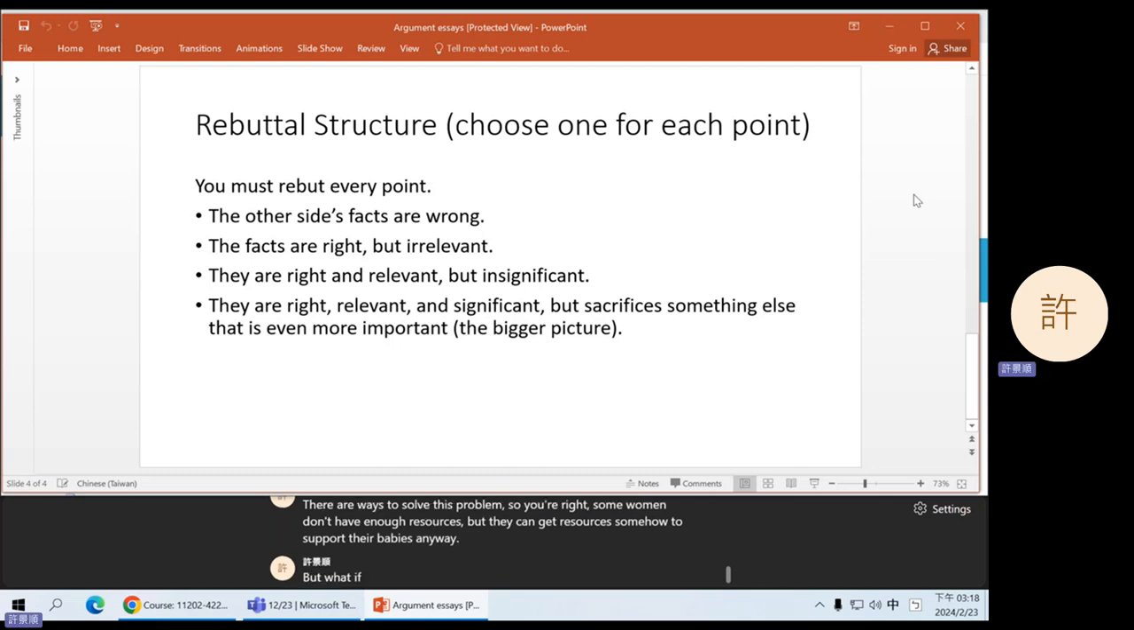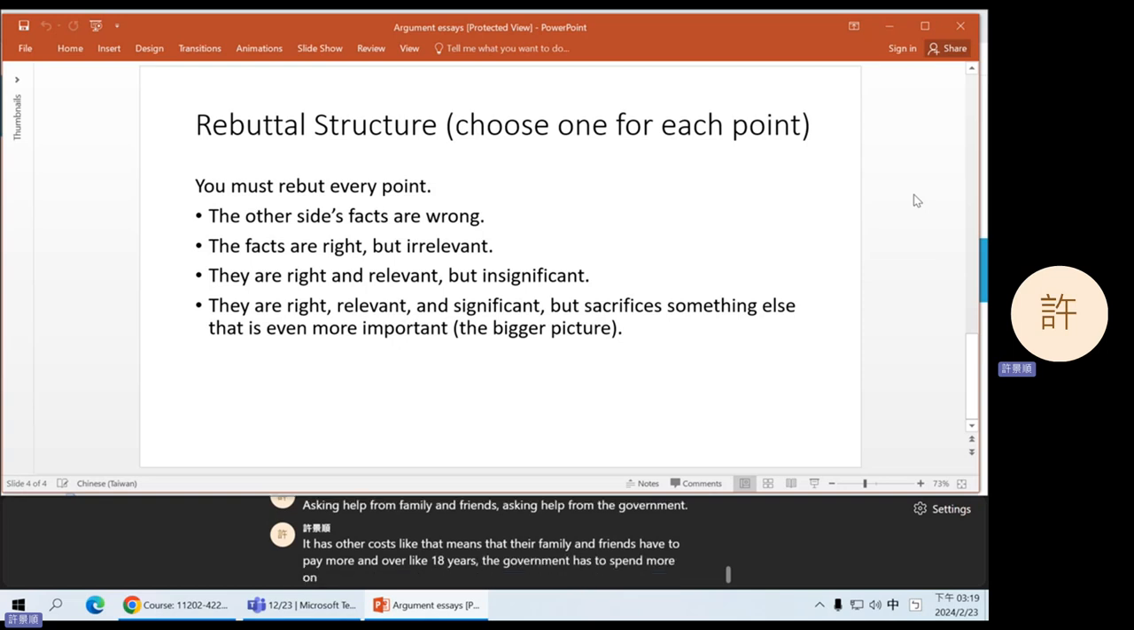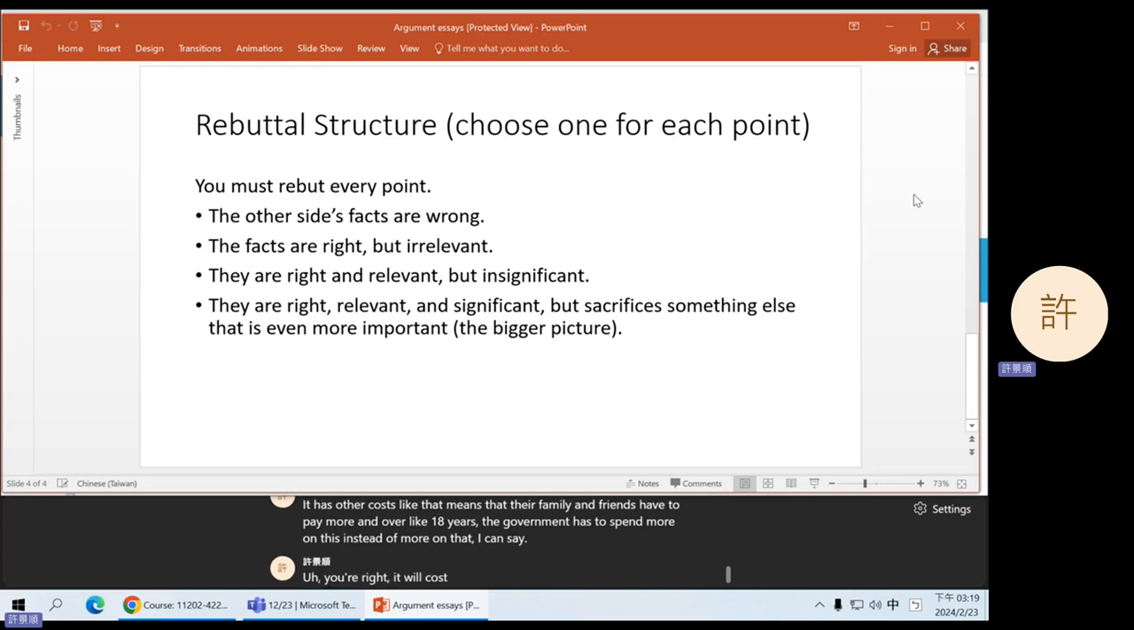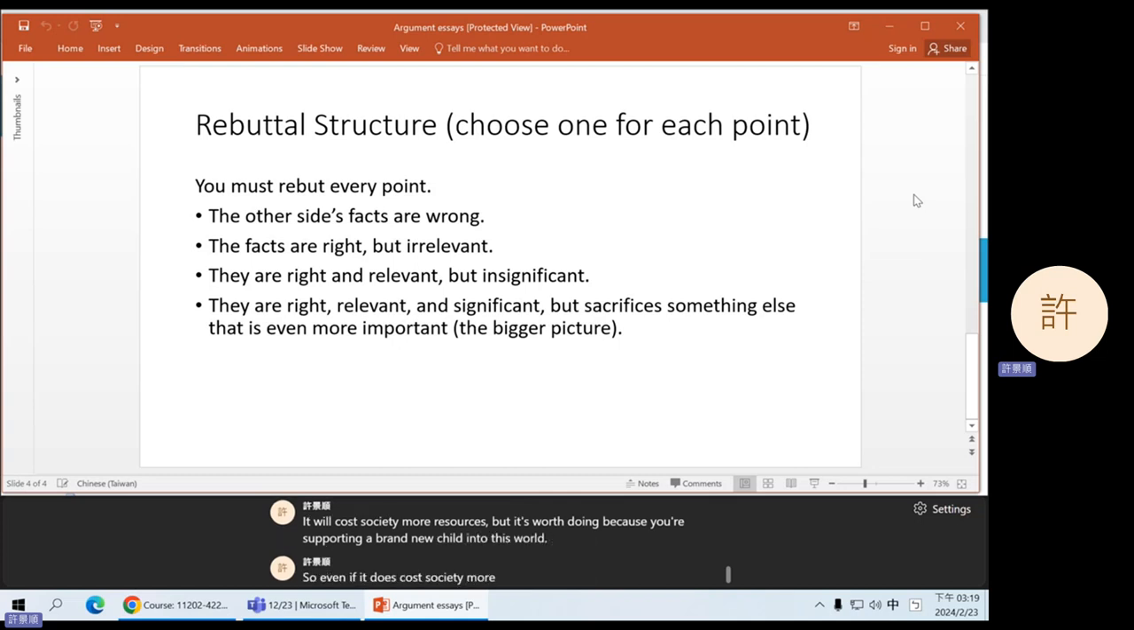But what if they say that in the process of getting those resources, asking help from family and friends, asking help from the government, it has other costs. That means their family and friends have to pay more, and over 18 years, the government has to spend more on this instead of on that. I can say, you're right. It will cost society more resources, but it's worth doing because you're supporting a brand new child into this world. So even if it does cost society more, that's not important. The important thing is bringing a new life into the world.